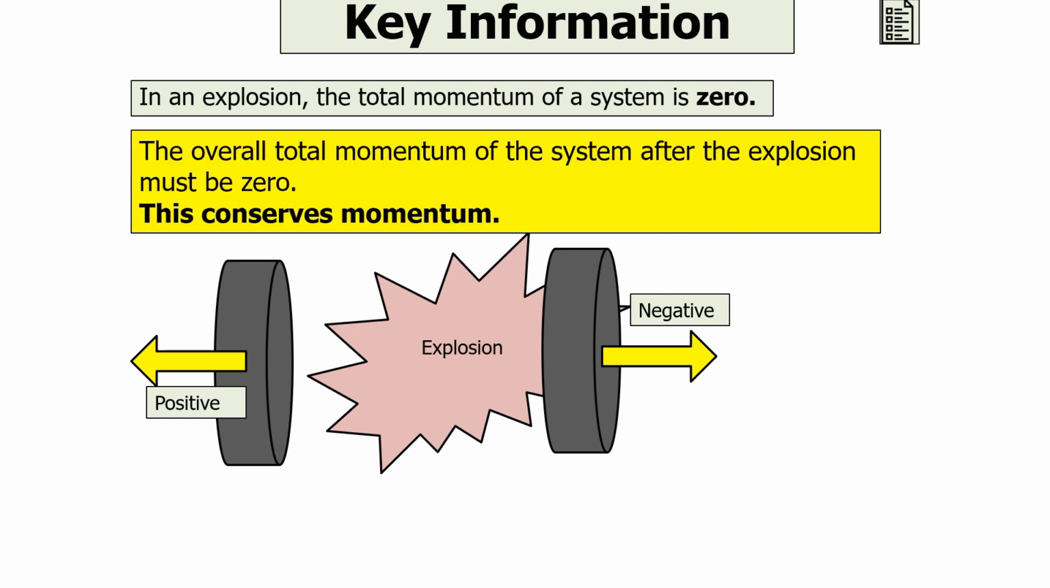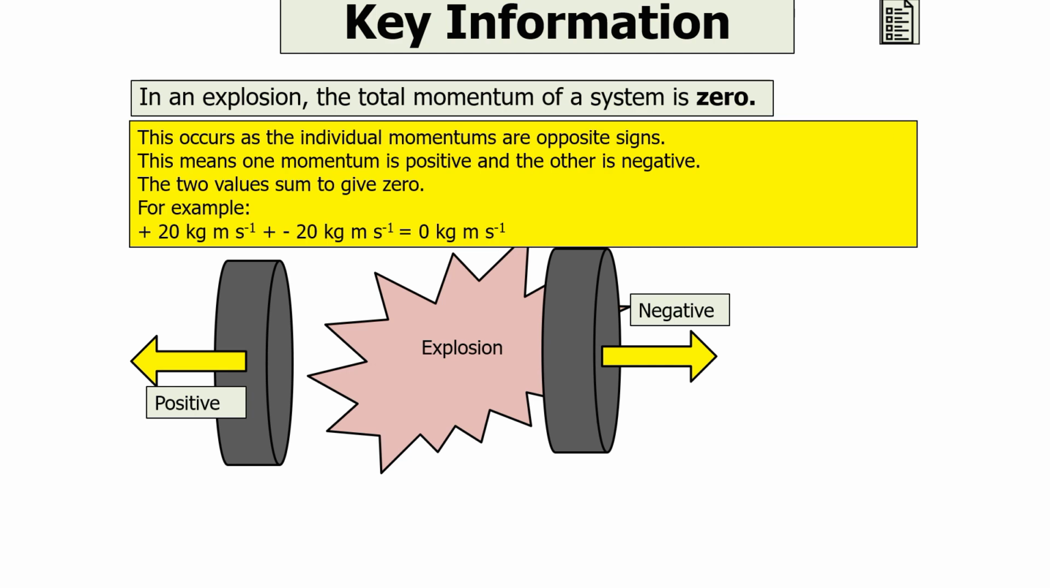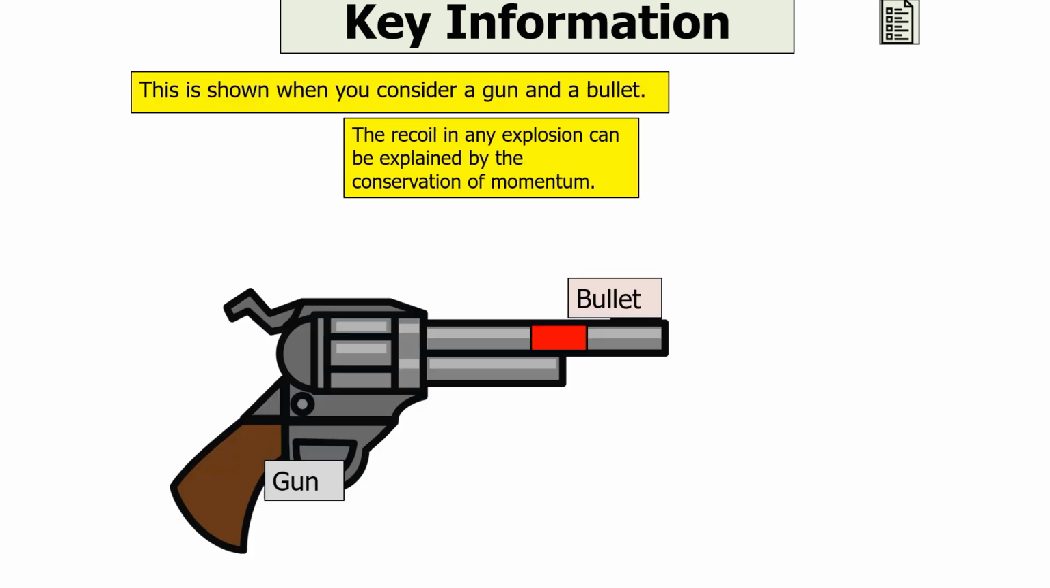So as we said, the overall total momentum of a system after the explosion must be zero to conserve momentum. So one will be positive, for example, plus 20 kilogram meters per second, and one will be negative, such as minus 20 kilogram meters per second, to get your overall answer to be 0 kilogram meters per second. Now, this is shown when you consider a gun and a bullet. The recoil in any explosion can be explained by the conservation of momentum.